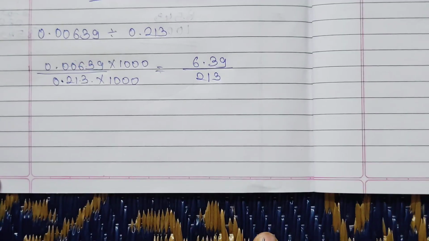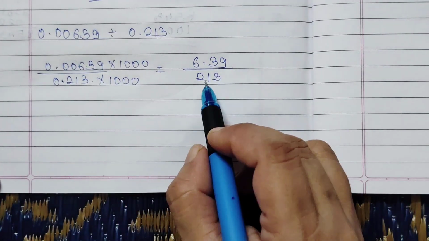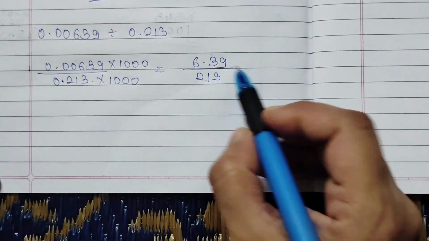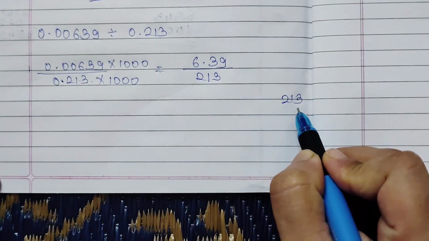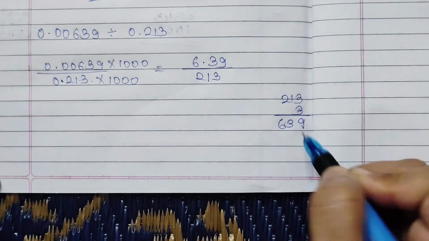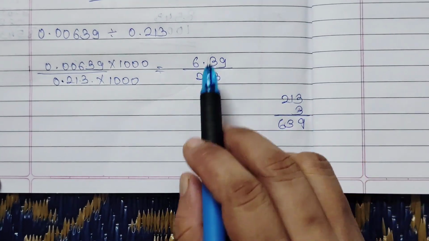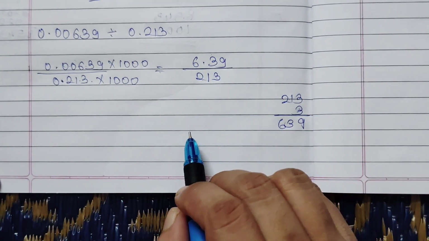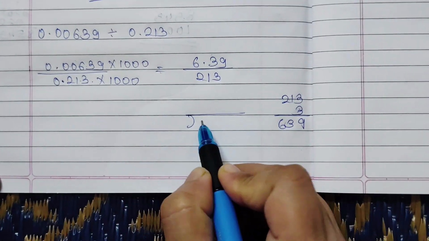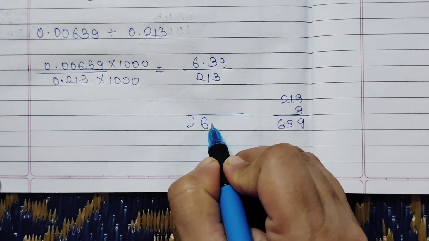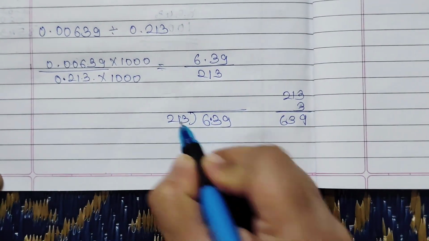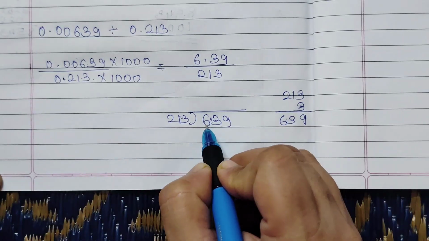Okay, 6.39. Now we have to divide both. Okay, so see, 213, we have to divide. If we see 213 into 3, 3 3s are 9, 3 1s are 3, 3 2s are 6. We get 639, right? But here it is 6 point. Okay, so I will show you and divide over. We will divide here only. This is 6.39 divided by 213. So 213, now first is 6.